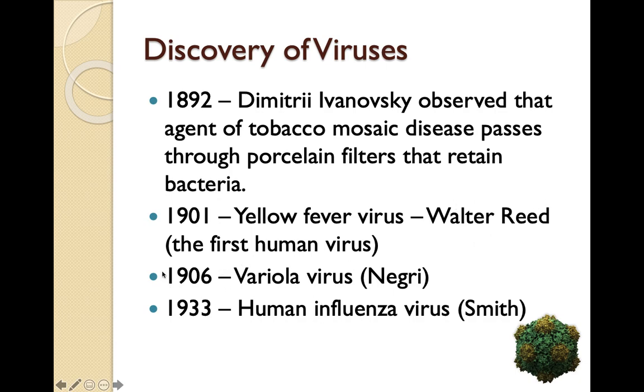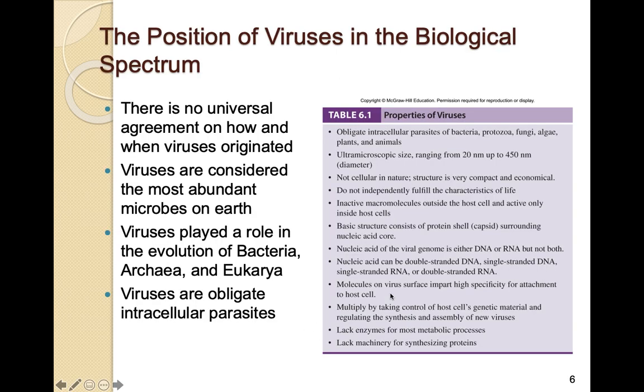Variola virus was discovered in 1906. This is the virus that causes smallpox. There's two of them, variola major and variola minor. A very, very important virus for humans. It was the very first virus eradicated by vaccines, in 1977. And then in 1933, the flu virus was identified for the very first time, and they figured out what caused the flu.